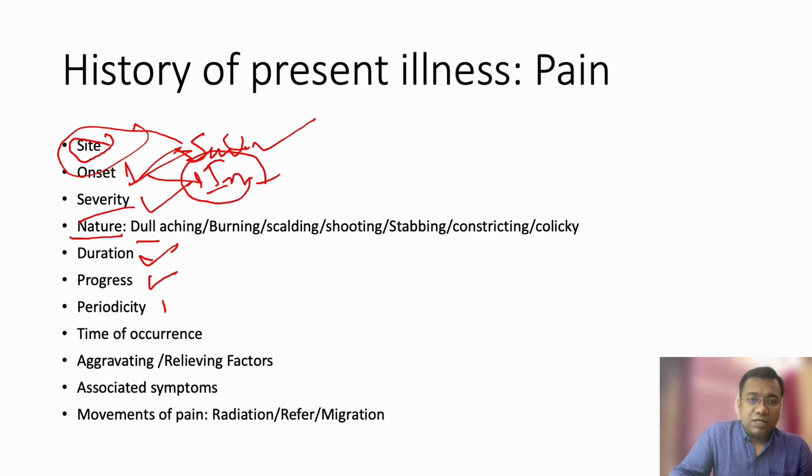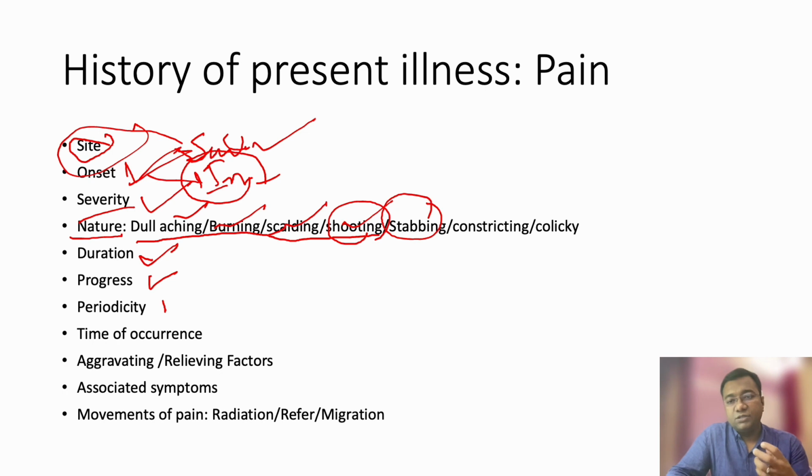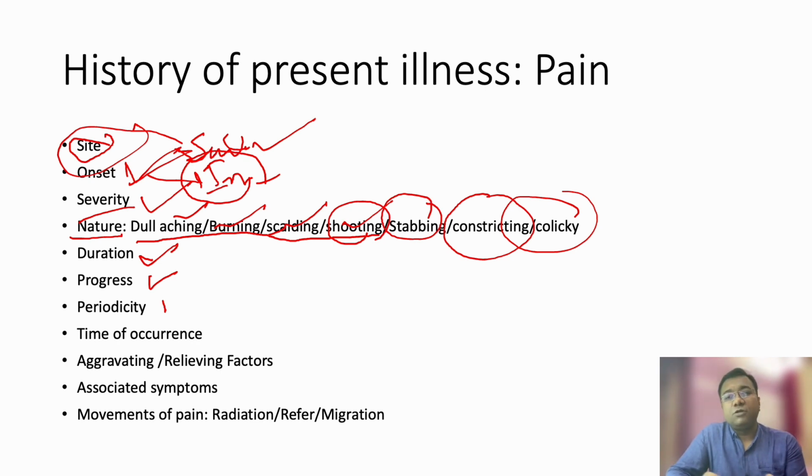What is the nature? There are different natures of pain, like aching, burning, scalding, shooting. This shooting pain, stabbing pain, these are usually neurological pain, the stimulation of nerve endings. Constricting pain is usually seen in cardiac patients, or due to AMI, the patient feels constricting pain in the chest. Colicky pain is something which appears and disappears. There is a sudden crampy pain inside the abdomen, then it disappears. The patient remains pain-free for 3, 4, 5 minutes, even 1 hour. Then the pain reappears. So this is called colicky pain.